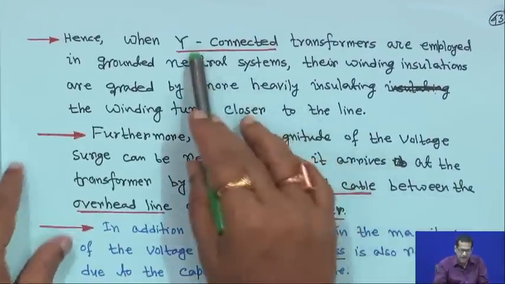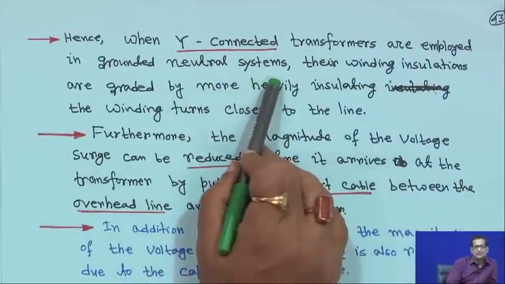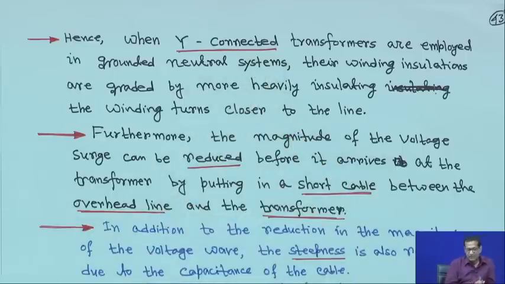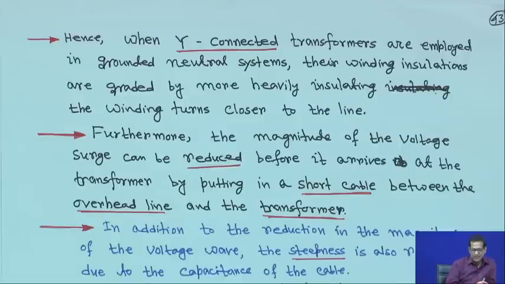So, maximum voltage gradient takes place at the winding turns nearest to the conductor, and therefore, when star connected transformers are employed in a grounded neutral system, when the neutral is grounded, let me tell you once again, in the power system analysis class, all sorts of combinations, delta, star, grounded, ungrounded, have been explained. So here no need to explain further. I took a lot of time to explain those things, right.